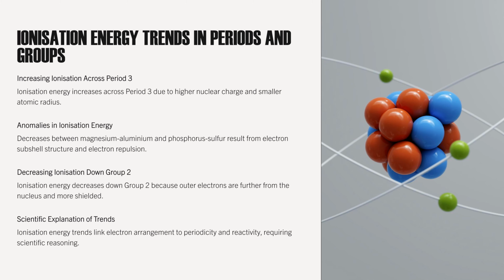In this chapter, we've explored atomic structure, isotopes, electron configurations, mass spectrometry, and ionization energies. Mastering these concepts provides the foundation for the rest of A-level chemistry.